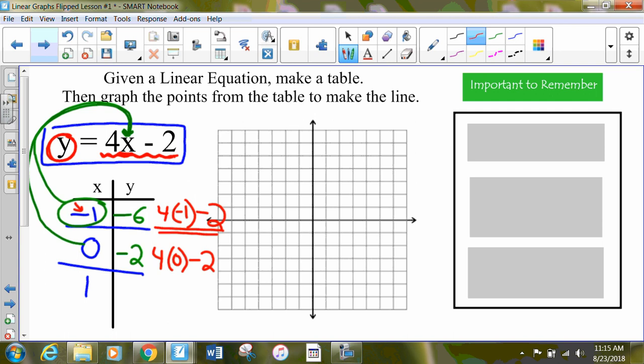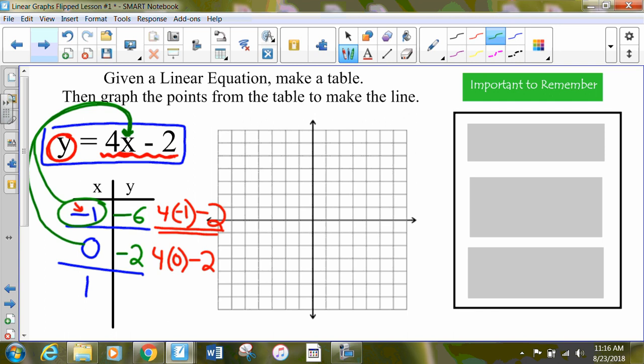So the reason why we do this process 3 times is it's easy to make a mistake, right? Because we're human. And if we made a mistake on just 2 points, we wouldn't know it. We'd graph those 2 points and make a line. That's why we need that 3rd point to make sure we didn't make a mistake on the other 2.